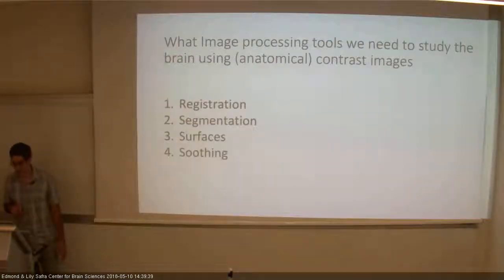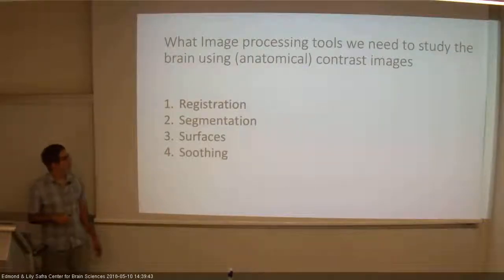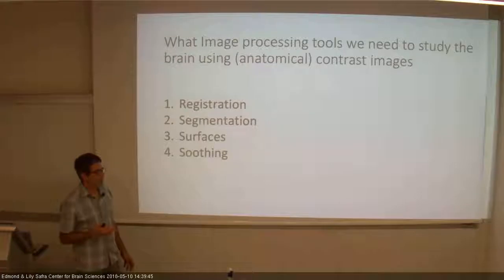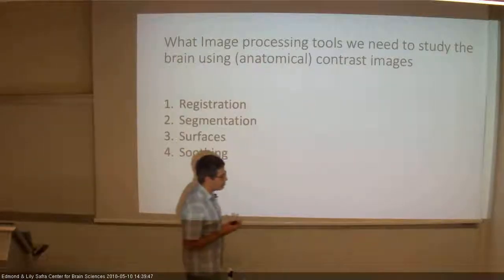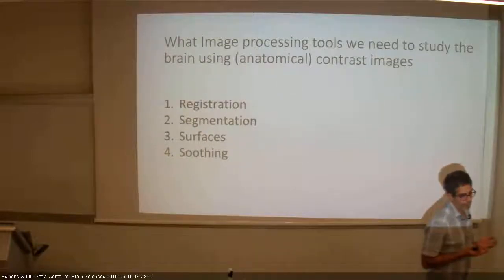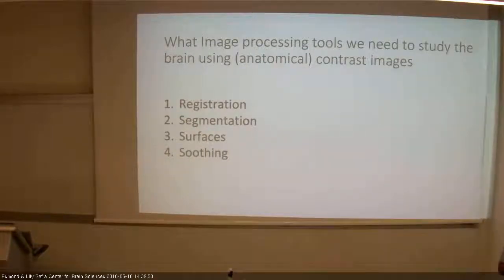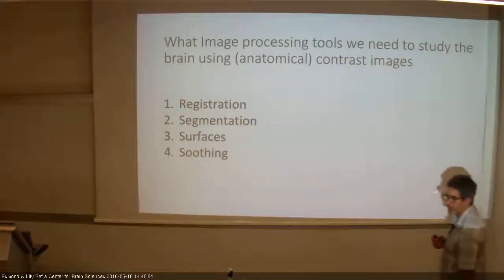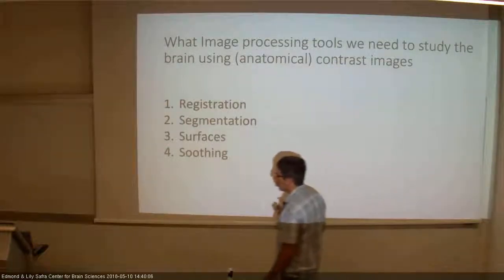Okay, so now I want to go in more details to things we need to... Having images, there are things we need to overcome. So these image processing issues using brains. So there is here a list. Registration, segmentation, working with surfaces, and smoothing. All of them are things that we need to be worried about when working with brain images.